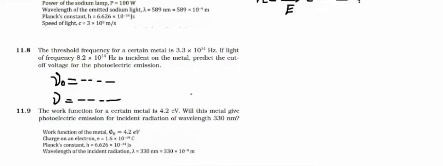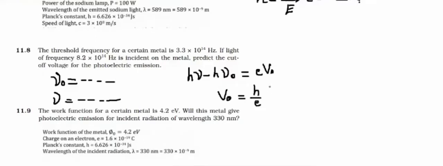Okay, so we need to use Einstein's formula, h nu minus h nu naught is equal to the maximum kinetic energy eV naught. Now, you are asked to calculate the value of V naught. Rearrange the equation. V naught is equal to h by e into nu minus nu naught. Substitute the values, you will get the answer.